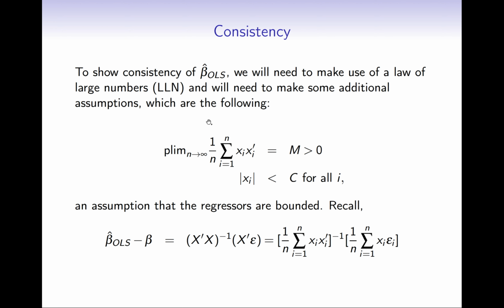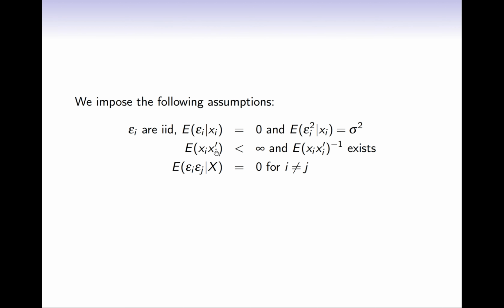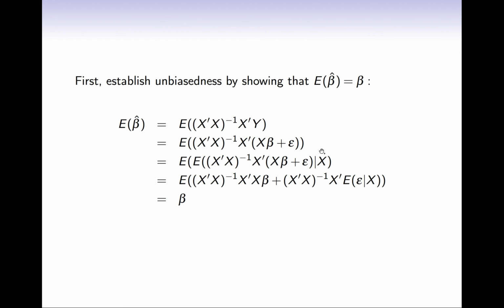So we're going to have to use another property to show consistency. We're going to have to assume that this limit, so this is X prime X, we're writing in the summation notation, and we're going to assume that the probability limit of this object exists, and it equals M. And we'll also assume that this is actually invertible. That was on the previous slide, right? That this exists.